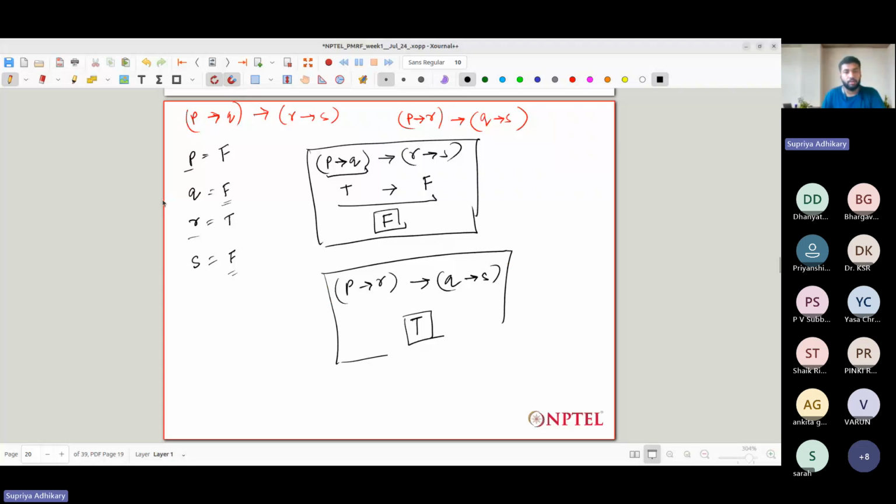So again, for this case, we have shown that there is a truth assignment to these literals P, Q, R and S, such that the first proposition over here has the truth assignment F, and the second proposition has the truth assignment T. Therefore, they are not logically equivalent.